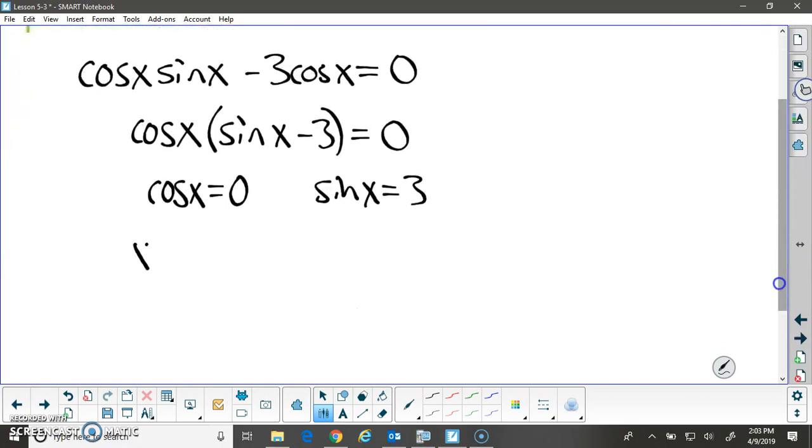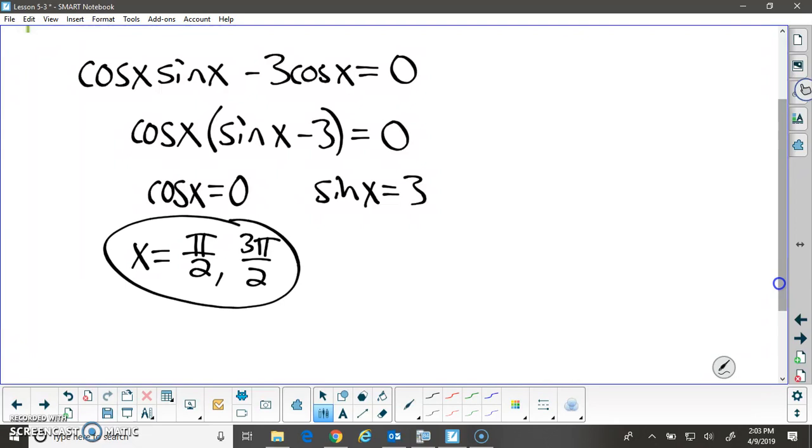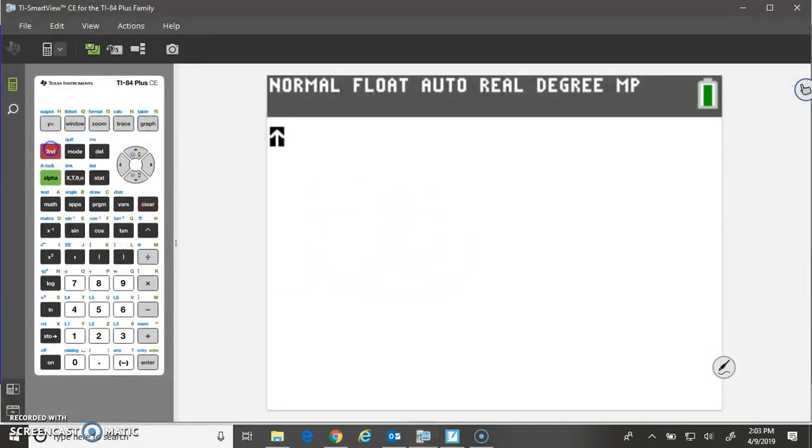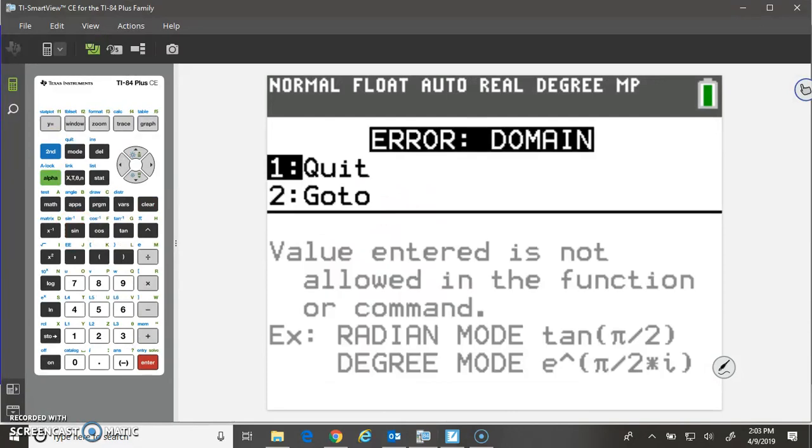Now if we look on the unit circle, cosine equals 0 at half pi, and also at 3 pi over 2, so there's two of our solutions. And the sine never equals 3, and so we'd have no solution to that part of the problem. In fact, if you were to type in sine inverse of 3, you can see you get an error.